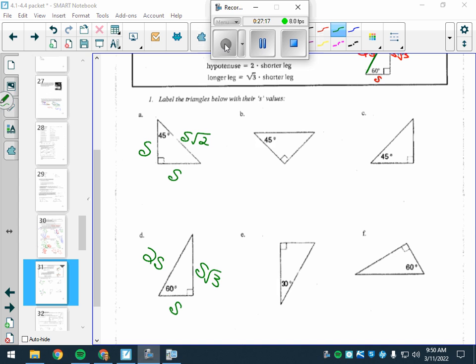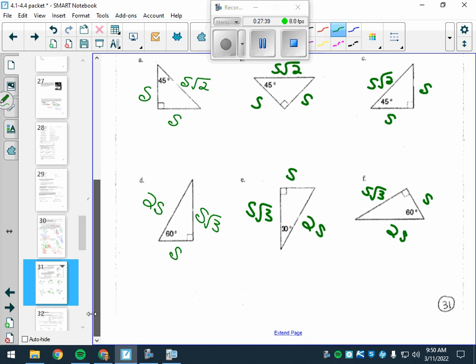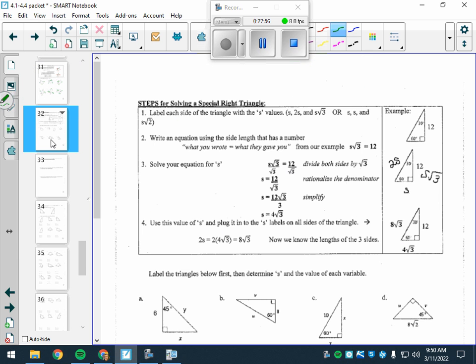Okay, so you should have these labeled like this. Especially look at F. Make sure you have F in the right spots. Sometimes when I turn a triangle that way, people think this side is the hypotenuse. But look at 60 degrees. Across from 60 is S root 3. Okay, let's turn the page.